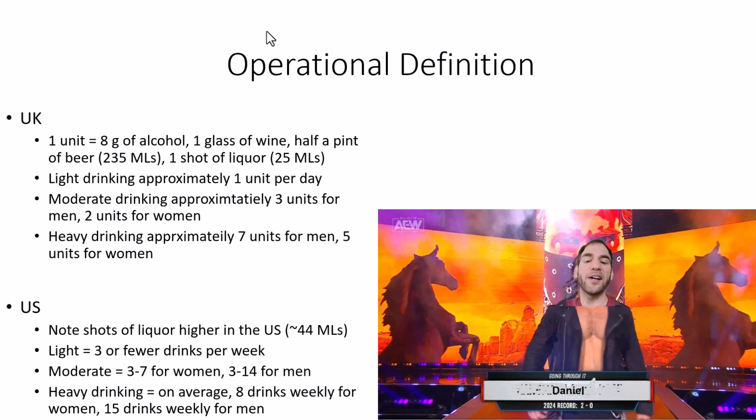Light drinking is defined as approximately 1 unit per day, so basically 1 glass of wine per day. Moderate drinking, approximately 3 units for men and 2 units for women. While heavy drinking is approximately 7 units for men and 5 units for women. In the US, light drinking is considered 3 or fewer drinks per week. Moderate drinking is considered 3 to 7 drinks for women, while 3 to 14 drinks for men. Heavy drinking is on average 8 drinks weekly for women and 15 drinks weekly for men.